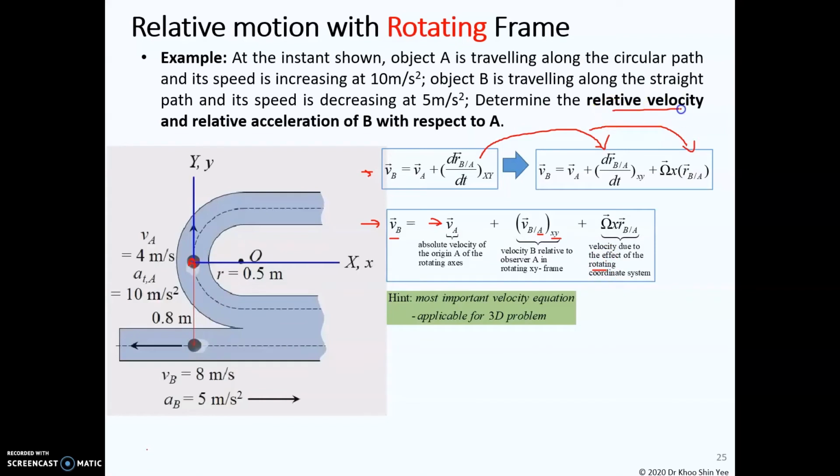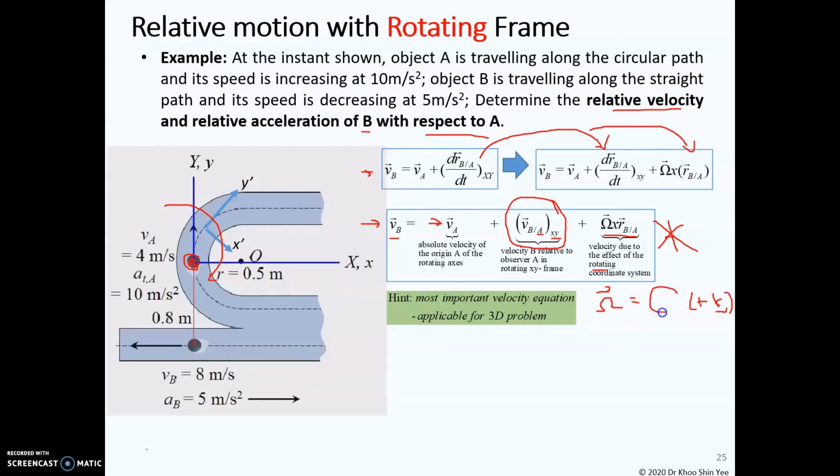Let's solve the previous problem. Find the relative velocity of B with respect to A by using this equation. So you want to find the velocity at B with respect to A. However, in this case, A is the rotating frame. Therefore, you need to consider the rotating effect. Since the frame is rotating counterclockwise with respect to the z-axis, the angular velocity of the frame must be in the positive k direction.